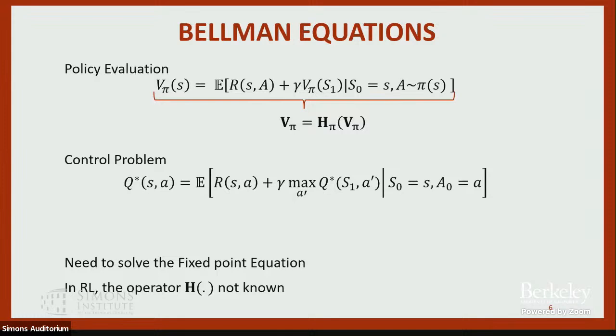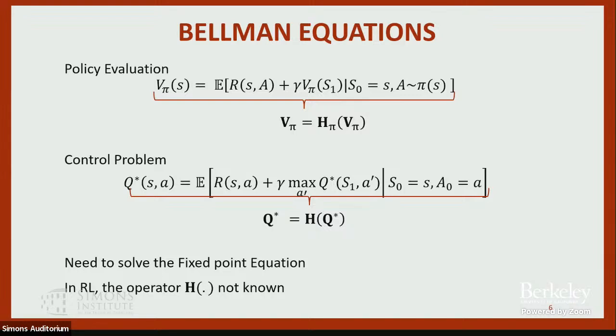Similarly, if I want to solve the control problem, one way of doing it is to find the value function corresponding to the optimal policy. Here I'm using Q. Q star is the value function of the optimal policy, and it satisfies a Bellman equation that looks like this, which is very similar, except that there's a max here, and because of that, it becomes a nonlinear equation. And this is again yet another fixed point equation.